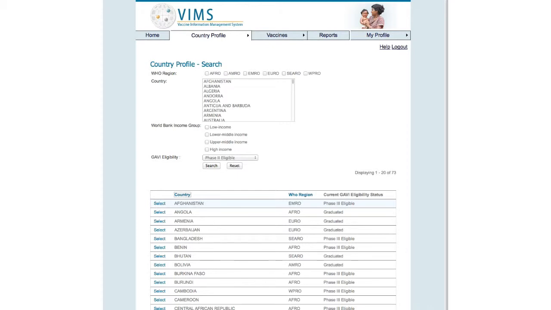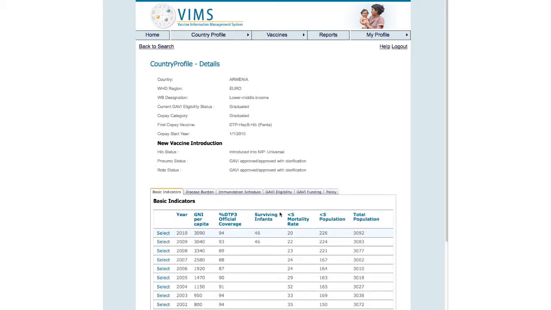Today we're going to look at Armenia and the data that's available for that. Armenia, as you can see, will be a graduated country. Here we have the information about Armenia in general. They're in the WHO region, their World Bank designation. Eligibility status, as I mentioned, graduated. Co-pay vaccine was the Penta, the first one that they used co-pay for, as well as their HIB status. They've introduced it, and their pneumo and rota vaccine status is they've been approved by Gavi at the time of this video.